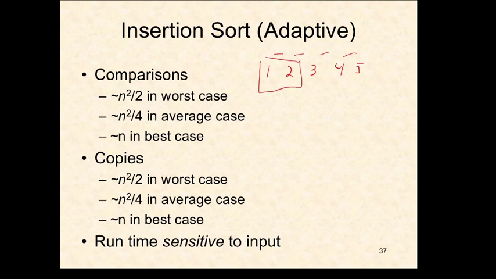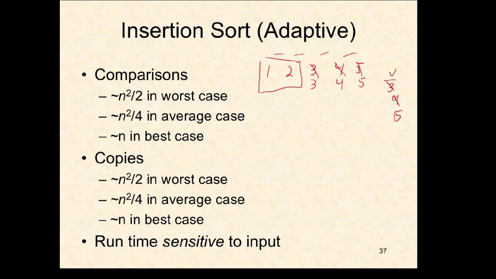3. I put V gets 3. Then I discover I can't go any further left. 3 overwrites itself. Then V becomes 4. I discover I can't go any further left. 4 overwrites itself. V becomes 5. I discover 5 can't go any further left. 5 overwrites itself. And we've done about n comparisons.